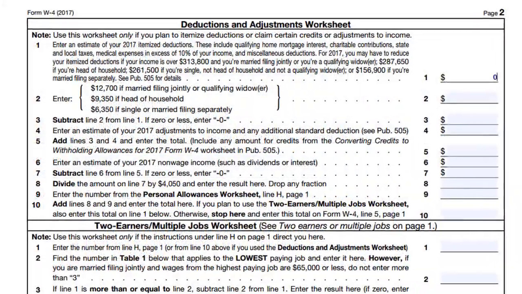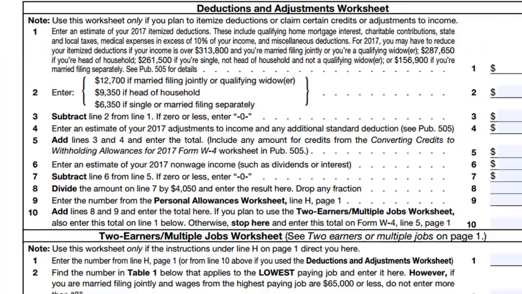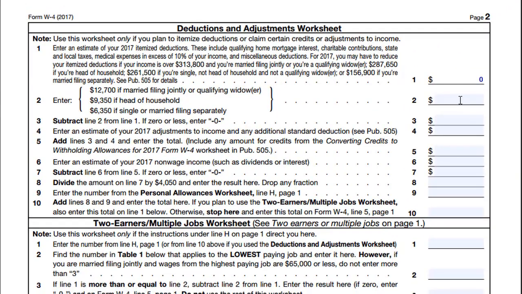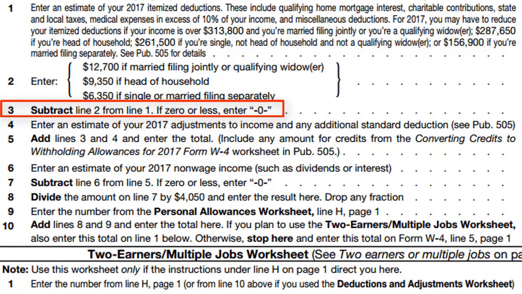Let's look at line 2. Enter $12,700 if married filing jointly or qualifying widower, $9,350 if head of household, $6,350 if single or married filing separately. Susan is filing head of household, so she enters $9,350.